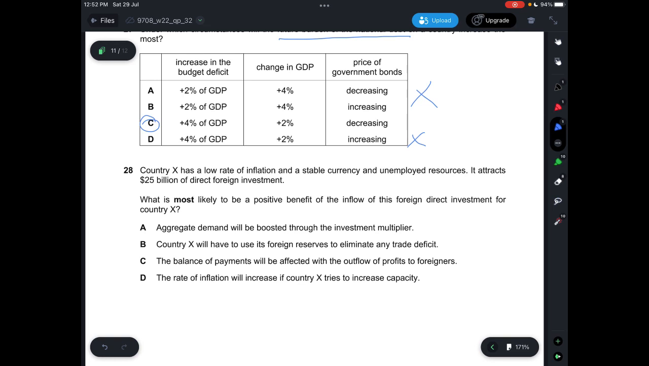So A, aggregate demand will be boosted. Yes, this is correct. Through the investment multiplier, there is FDI. B, country X will have to use its foreign reserves to eliminate any trade deficit, which is incorrect. Why would they have to eliminate any trade deficit when there's an investment coming in? And C, the balance of payments will be affected with the outflow of profits to foreigners, which is incorrect. Money coming in as FDI means that the foreign money is coming into our country, not the fact that profits are outflowing. And D, the rate of inflation will increase if country X tries to increase capacity, which is incorrect. So answer is A. This will be a negative benefit and A will be a positive benefit.